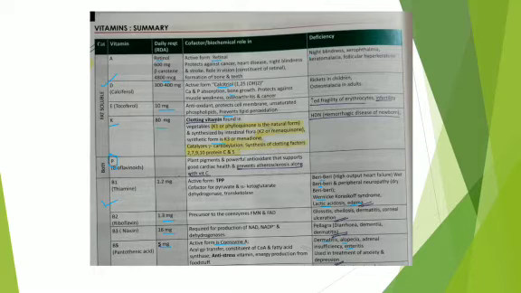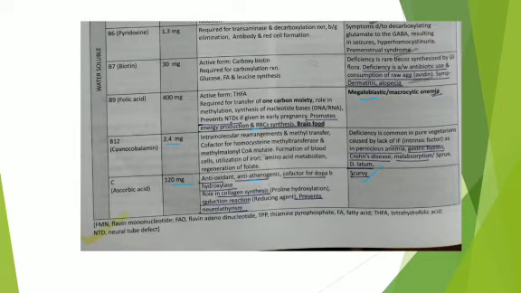Daily requirement is 5 milligrams. Its active form is coenzyme A. It's an anti-stress vitamin and helps in energy production from foodstuff. Its deficiency leads to dermatitis, alopecia, adrenal insufficiency, enteritis, and it is used in the treatment of anxiety and depression.